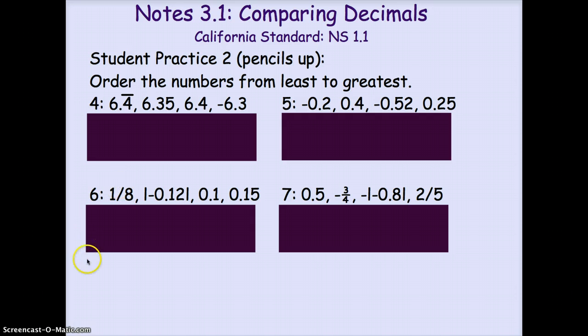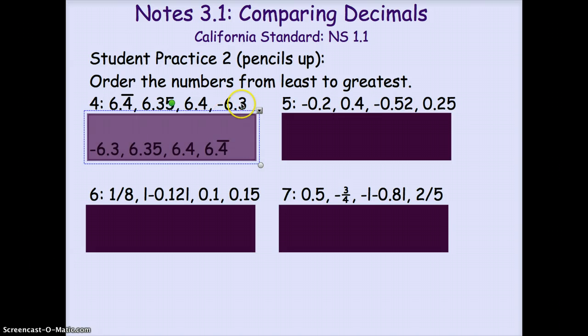Okay, go ahead and pause the video, press play when you're ready to see the answers. Okay, let's go ahead and take a look at the first one. In order, we know obviously our negative is going to be our smallest, then the digit with the 3 in the tens place, then the 4 in the tens place. Notice this one has a 4 in the tens place and stops, where this one also has a 4 in the hundreds place, thousands place, 10,000s place, and so on.